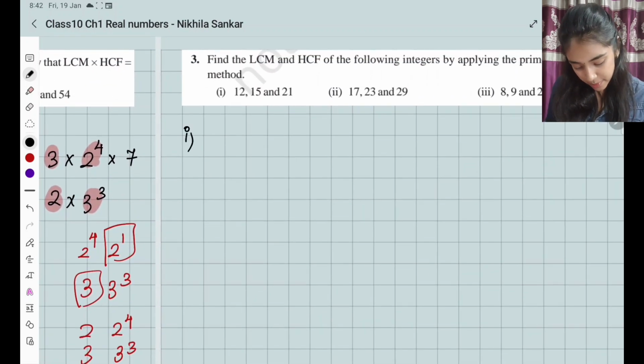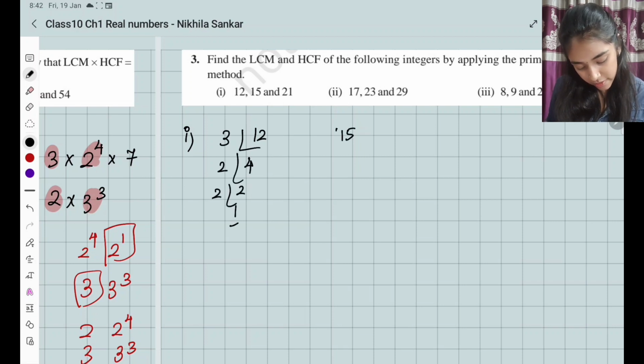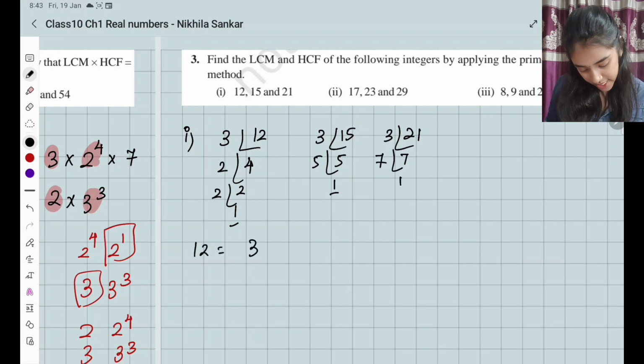Okay, now the first subsection. For 12, 3 fours are 12, 2 twos are 4, 2 ones are 2. Similarly 15 is 3 times 5, and 21 is 3 times 7. So 12 can be written as 3 into 2 square, 15 can be written as 3 into 5, and 21 can be written as 3 into 7.